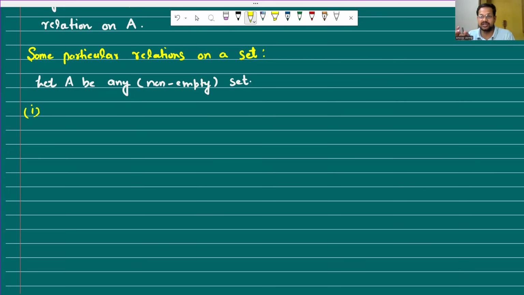So relations of this type will be called the empty relation. And you know that the empty set is a subset of every set. Because the relation we defined is some subset of A cross A, the empty set is also a subset, so it is also called an empty relation.